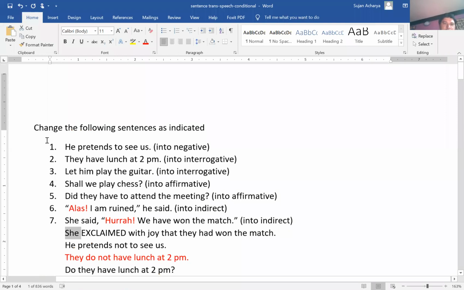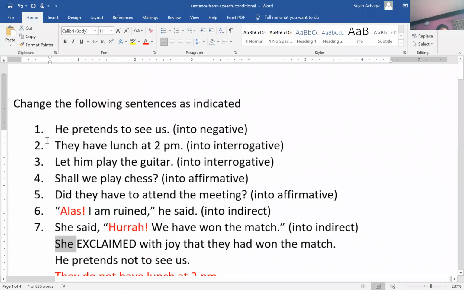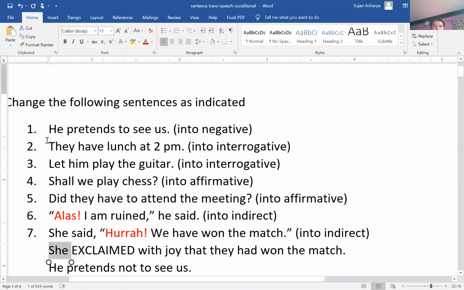Let's have a look at these sentences. Copy the sentences in your exercise book, one after the other. And we'll also be doing some important sentences, important from the point of view of your exams.